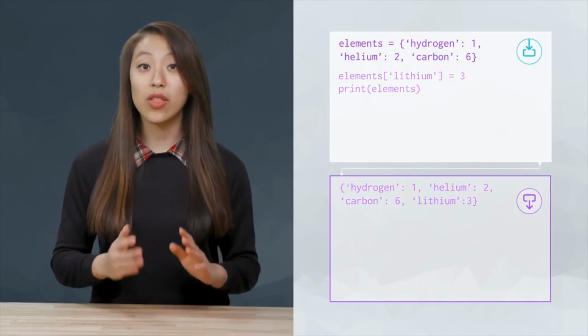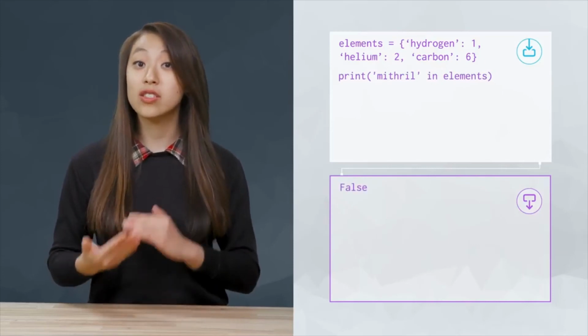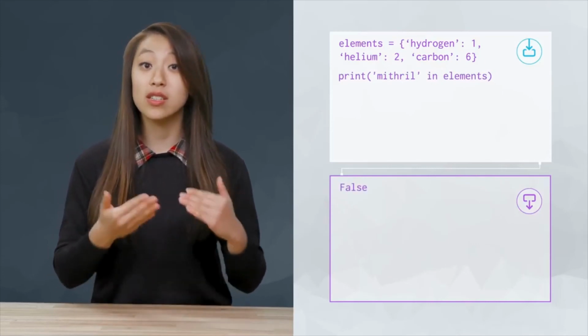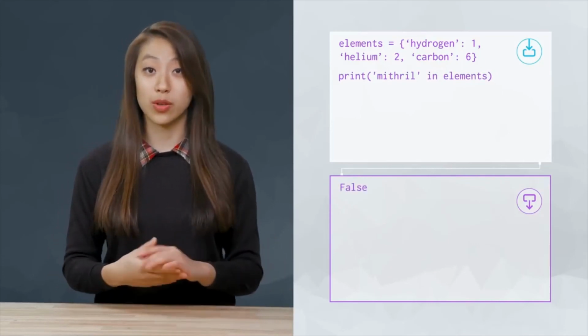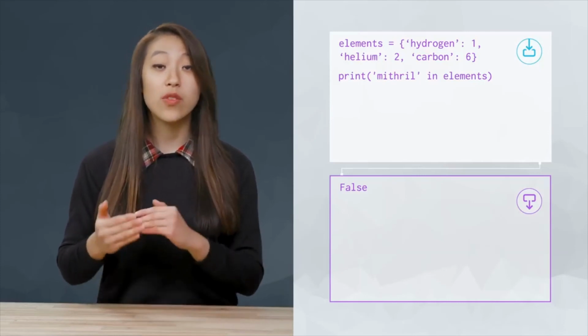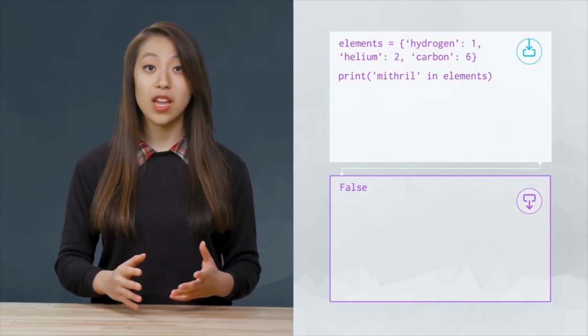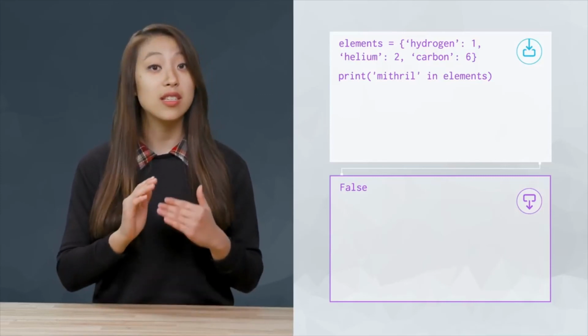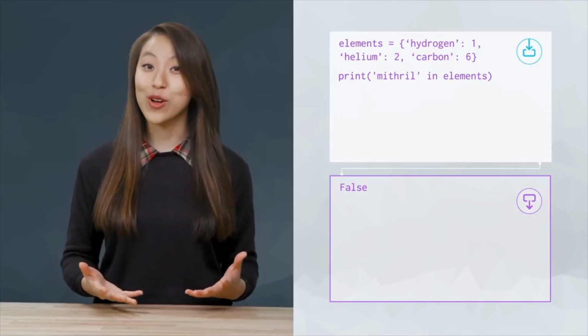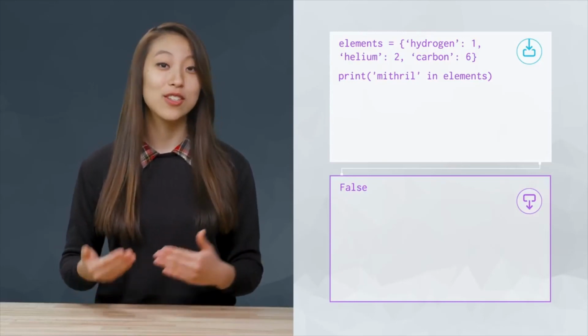We can check whether a value is in a dictionary the same way we check whether a value is in a list or set with the in keyword. We can use in to verify whether a key is in the dictionary before looking it up, if there's a possibility that the key is not there. Mithril was not part of our elements dictionary, so false is printed.